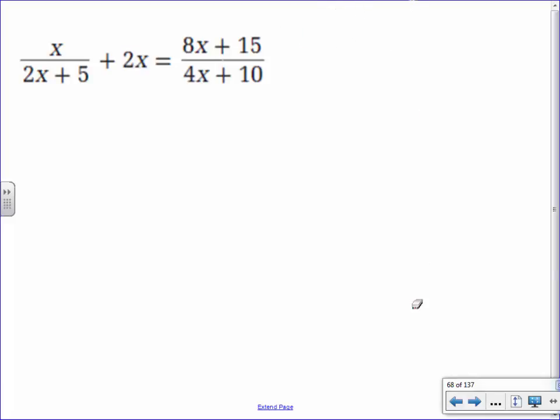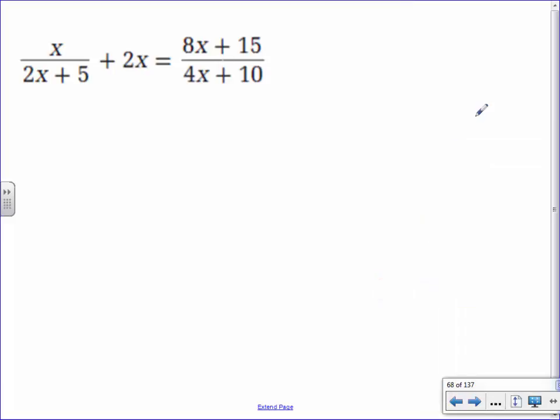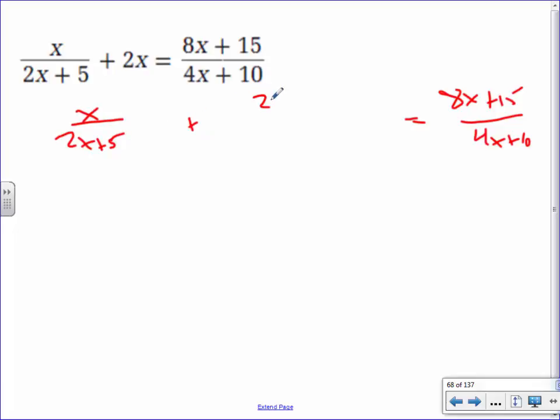You need common denominators. So you may want to just ignore the right-hand side for a little while and just leave that 8x plus 15 and the 4x plus 10 sitting way over here on the right-hand side. We'll get to you later. Because we need to common denominator the left-hand side. Again, I'm just making up verbs. We're going to common denominator this side.